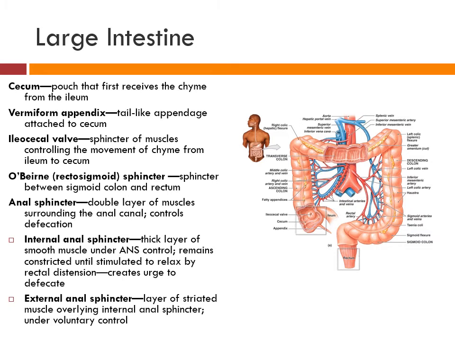The O'Beirne, the rectosigmoid sphincter, oh, there. Okay, so that's going to be down here, between the sigmoid colon and the rectum. And then the anal sphincter, there's actually 2 layers of the anal sphincter. There's an external anal sphincter, which is under voluntary control, and an internal anal sphincter, which is involuntary.